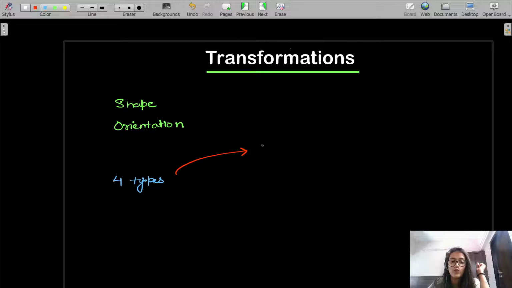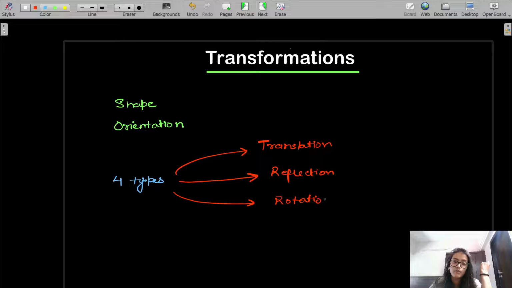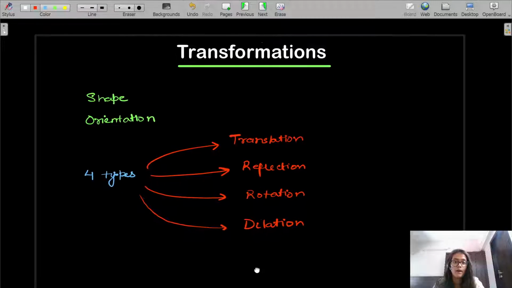The first one that we are going to study is translation. The second transformation that we will do is reflection. Third one is rotation. And finally, we have dilation. These are the four transformations that we are going to study in detail in this geometry full course. So let's just understand these four transformations one by one.